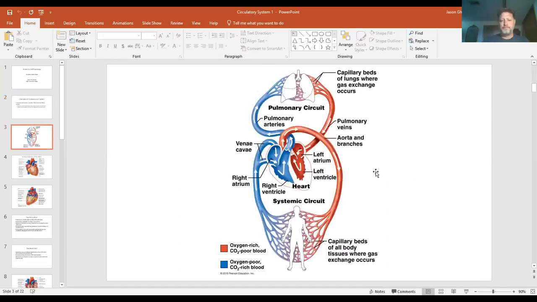There they are. You see how it comes in, goes to the lungs, back to the heart. Leaves the heart, goes back to the body, comes back to the heart. Leaves the heart, goes to the lungs, and there's your two. So there's a two-pump system on a mammalian heart.